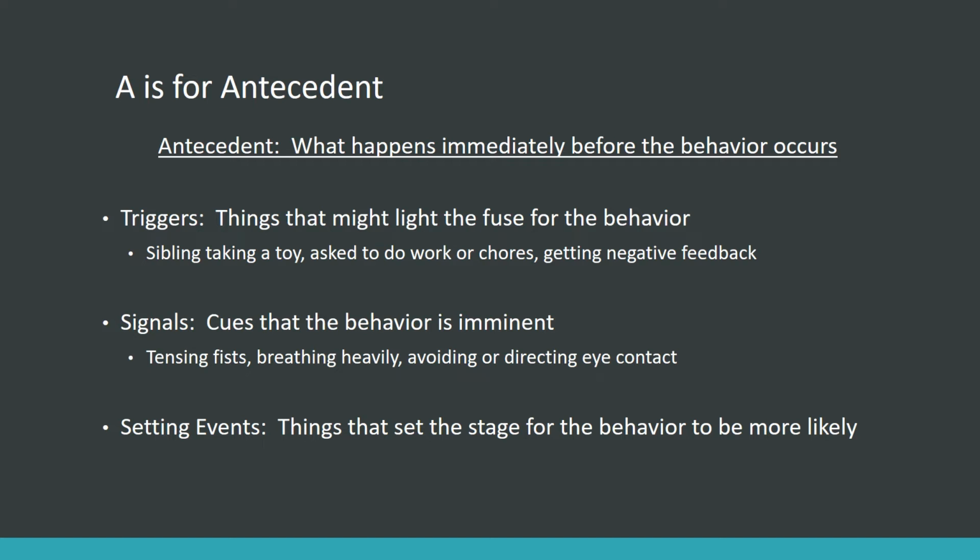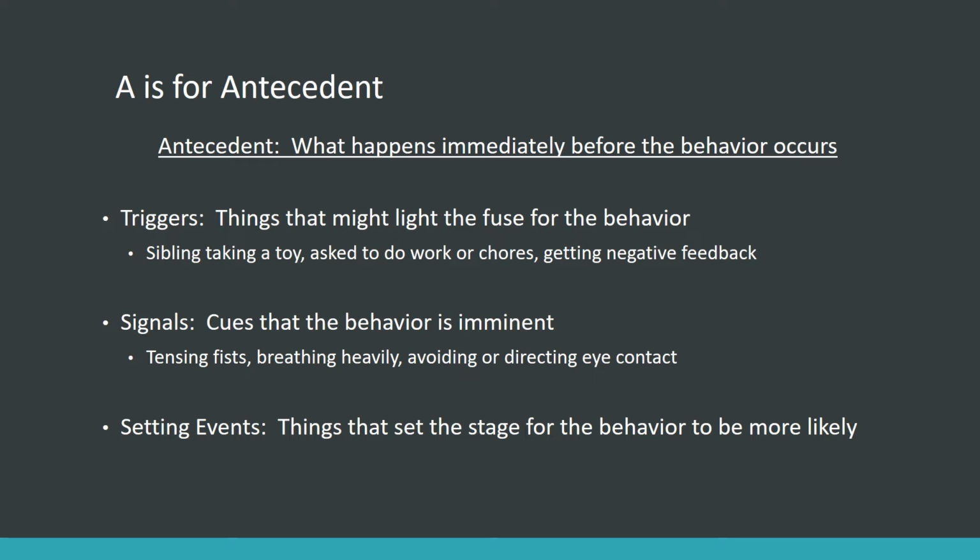So these could be things like tensing their fists, starting to breathe heavily, or eye contact, which could be either full on or totally absent. So they might avoid any eye contact, or they might stare a hole into the depths of your soul. So these are just signals that we can start to piece together as, okay, some sort of behavior is coming, and we need to start preparing for what we can do to de-escalate or try to prevent that from happening.